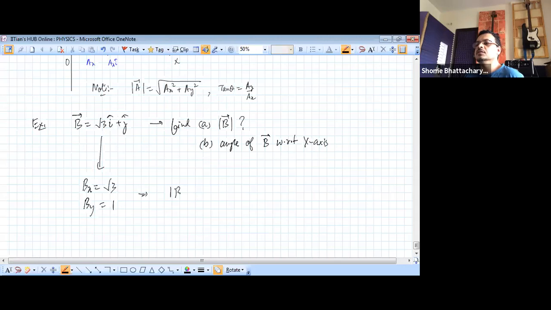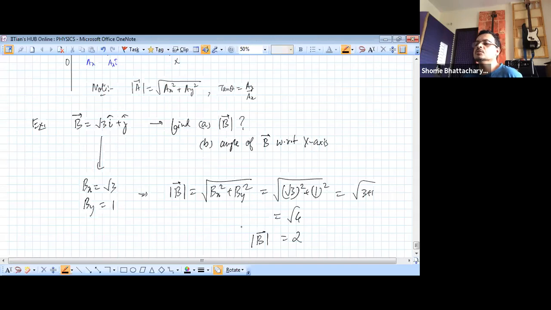So the magnitude of b by that formula will become the square root of x component squared plus y component squared. So that is the square root of (root 3) whole squared plus 1 squared. So that is root 4. And root 4 we won't write as plus minus here, we'll just write it as 2, because we are not saying b squared is 4, we are saying b is the square root of 4. So it is 2 units, whatever that is.